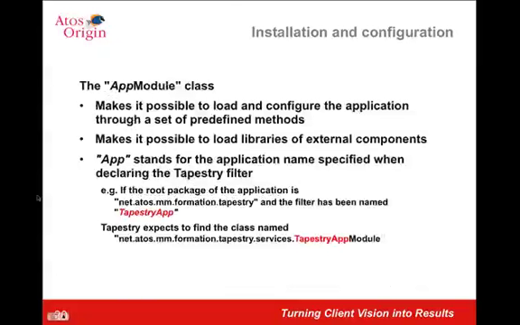Most of the configuration has to be defined in your application's module class. This class will define new services and override some configuration, for example, thanks to a set of predefined methods. Tapestry will look for this module in the services package of your application. The name of this module has to start with the name of the Tapestry filter defined in the web.xml file and be appended with Module. If we call our Tapestry filter TapestryApp, our application module will be TapestryAppModule.java. It is not mandatory to have a module in a Tapestry application.